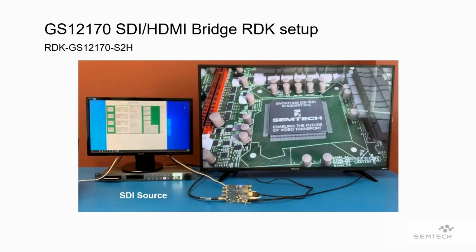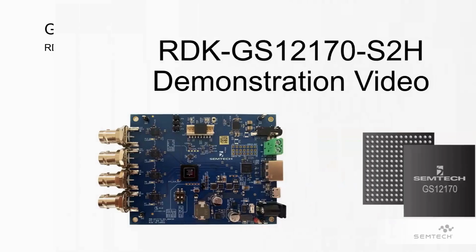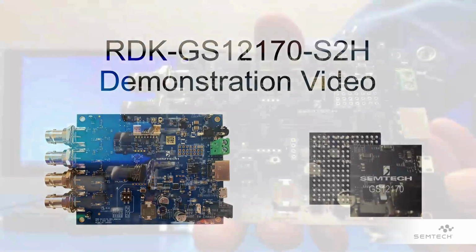Here is the GS12170 SDI to HDMI mode demo setup using the RDK-GS12170-S2H. The setup uses a Blackmagic HyperDeck as the 12G SDI signal source, a Samsung 4K TV on the right side as the HDMI receiver, and a monitor on the left side to display the RDK GUI. Let's start the RDK-GS12170-S2H demonstration.